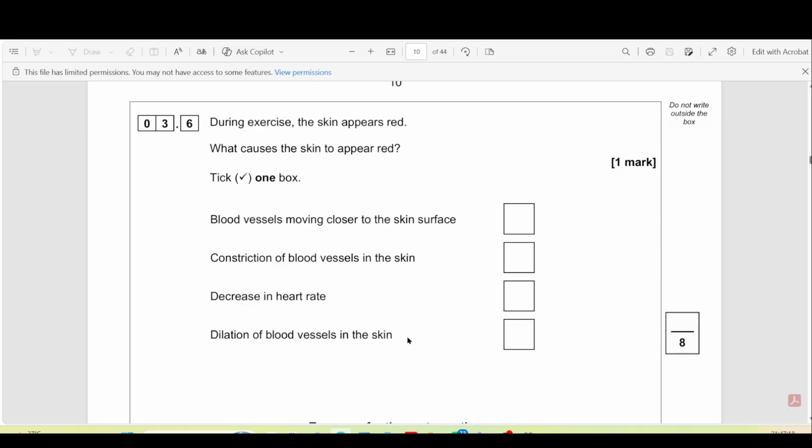because during exercise your body temperature rises. To cool it down, the brain signals the blood vessels near the surface of the skin to dilate, to become wide. Dilation means it allows more warm blood to flow closer to the skin, and because more blood is flowing through the vessels, that's why the skin appears red.